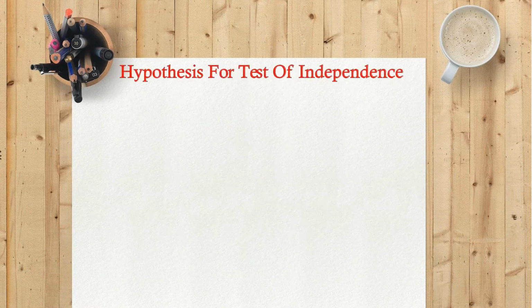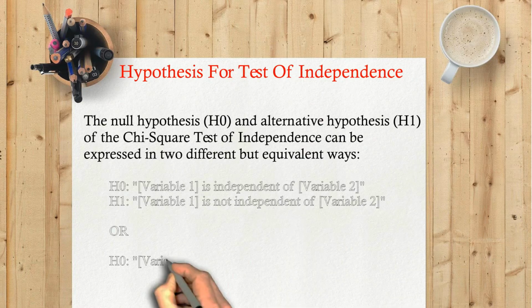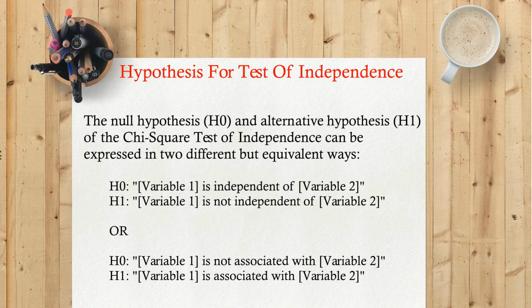Hypothesis for test of independence. The null hypothesis, H0, and alternative hypothesis, H1, of the chi-square test of independence can be expressed in two different but equivalent ways. H0: variable 1 is independent of variable 2. H1: variable 1 is not independent of variable 2. OR, H0: variable 1 is not associated with variable 2. H1: variable 1 is associated with variable 2.